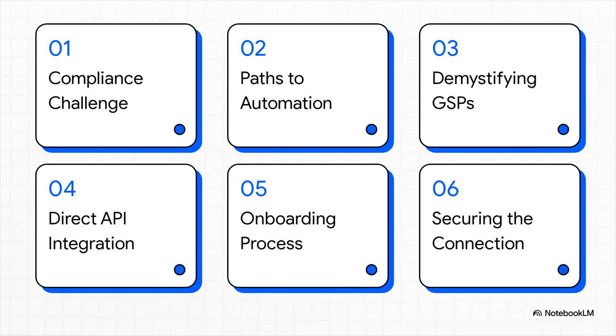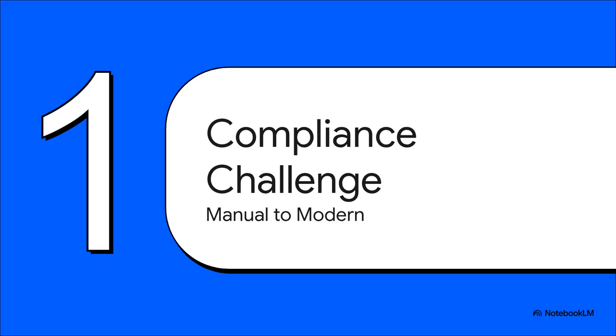So here's what we're covering. First, we'll talk about the challenges you're probably all too familiar with. Then we'll get into the good stuff, the different ways you can automate this whole process. We'll break down what these GSPs are, look at going for a direct connection, explain how you actually get set up, and this is super important, we'll talk about how all your financial data is kept safe through it all. All right, let's start with the problem.